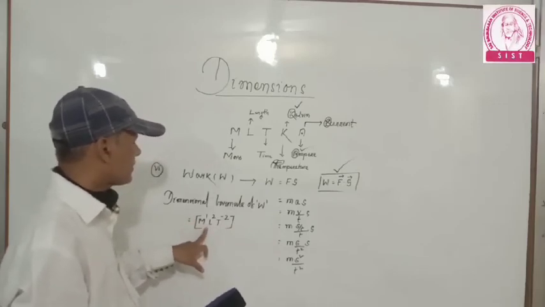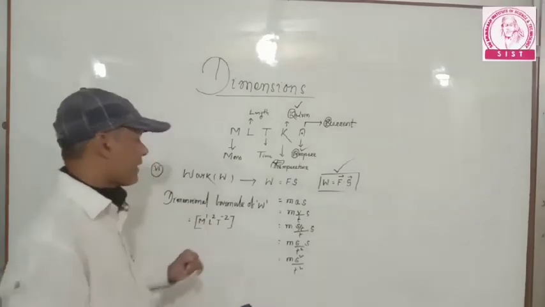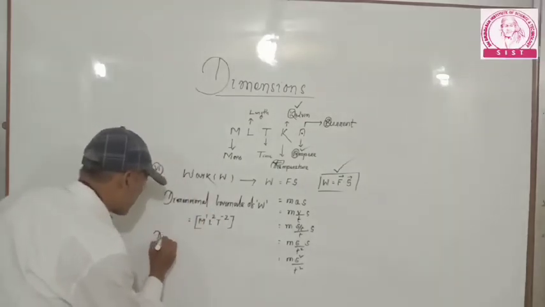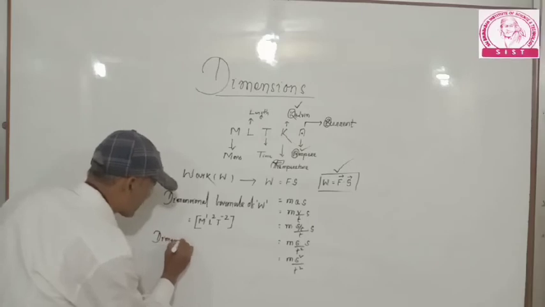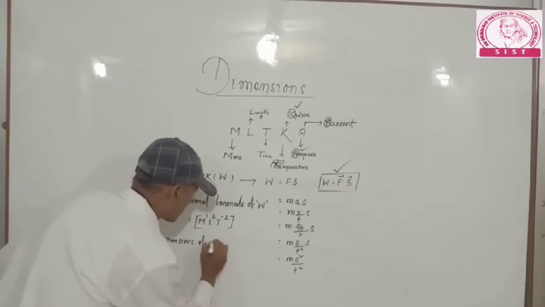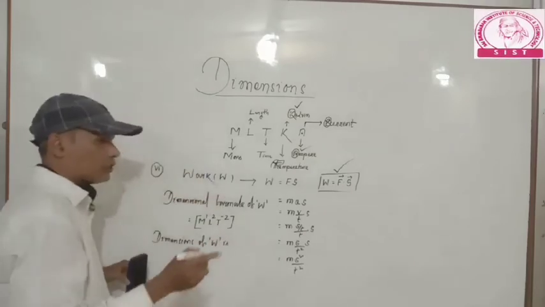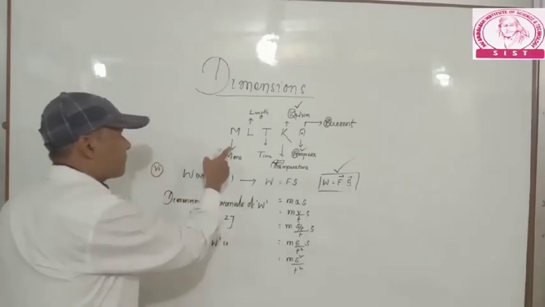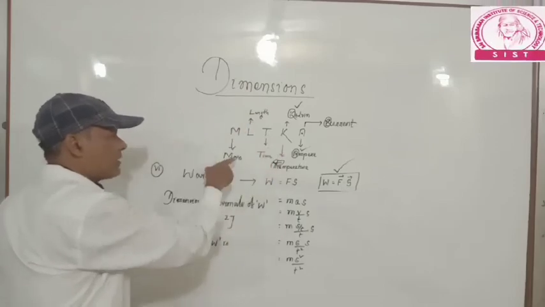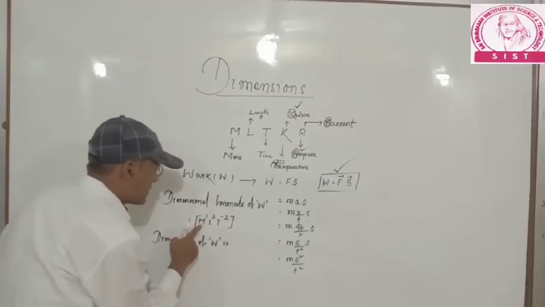M1 L2 T minus 2. Then tell me, what will be the dimensions of work? Dimensions is the power to which M, L, T, K, A, such fundamental quantities are raised, mass raised to 1.